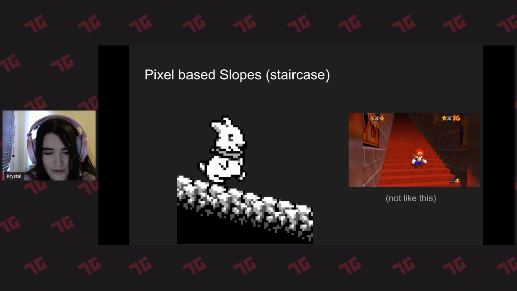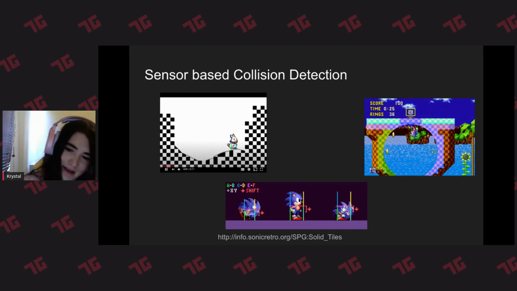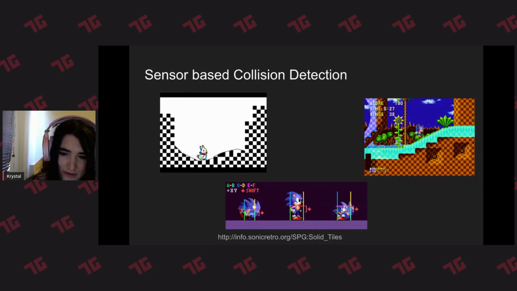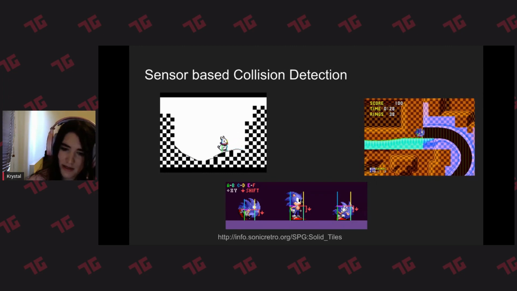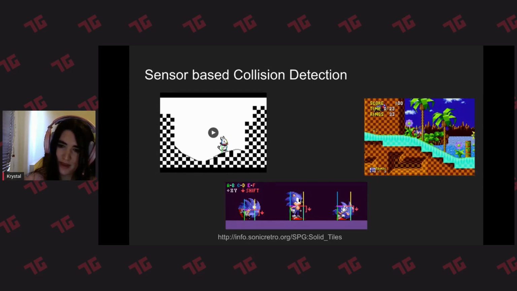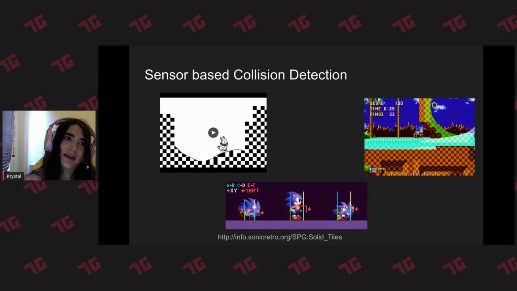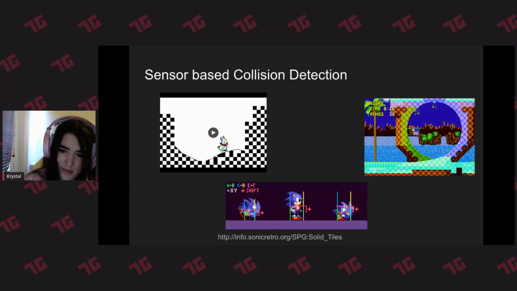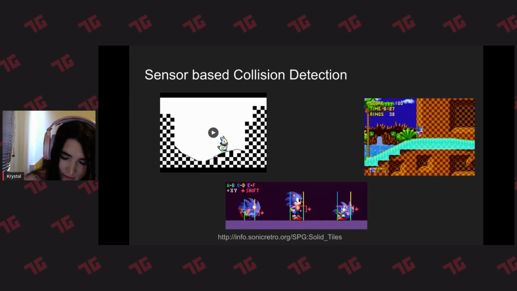So what I first thought was, how did other people solve this? And Yuji Naka figured that out way before me. This is a GIF from the Sonic Retro wiki page for how solid tiles work in Sonic. It basically uses these sensors, which are basically ray casts, to check the floor collision and put Sonic in the correct place. I read how that worked and implemented it, and there were some things I had to do to make it work well with Unity. But they're basically ray casts that are attached to a fixed point on the player and going in a fixed direction.